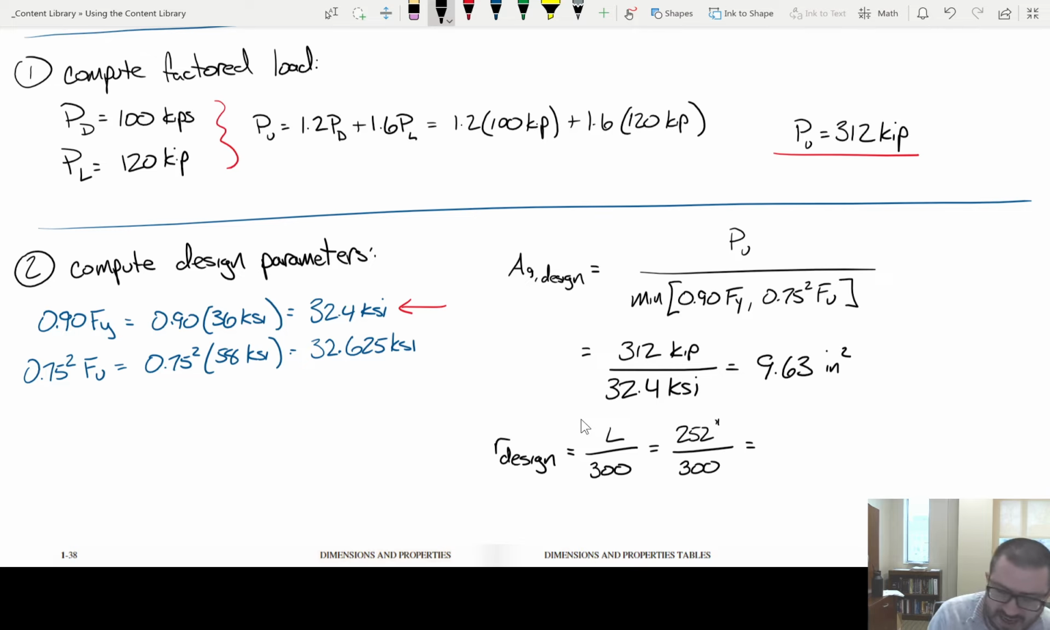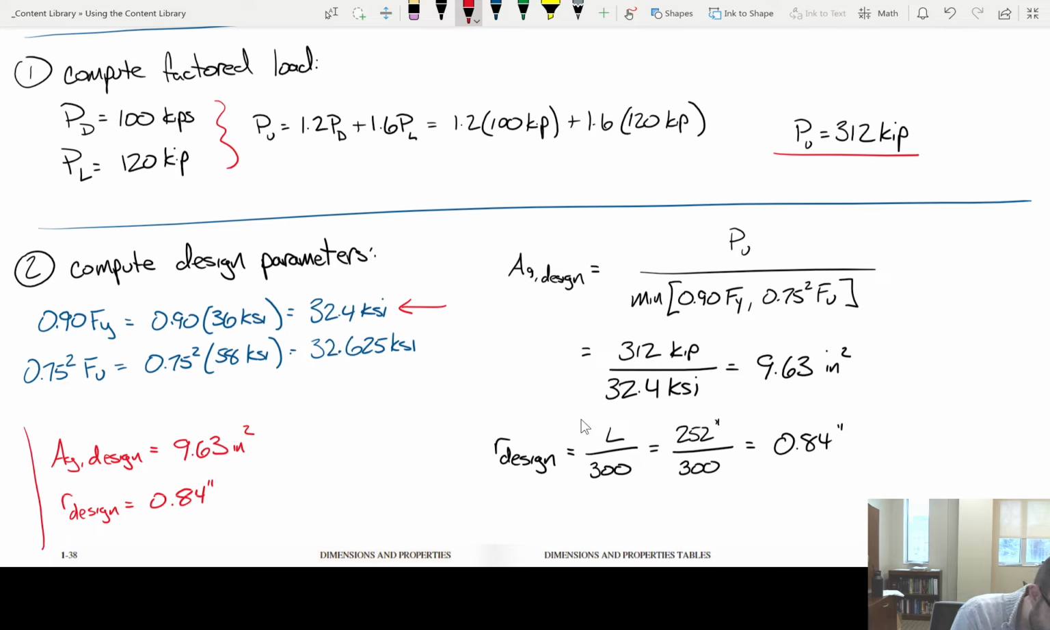And so when we chug that out, I get 0.84 inches. Okay, so let's just write these two parameters over again and make sure that we're clear. So we have A_G design is 9.63 square inches and r design is 0.84 inches. Boom. Okay, so these two parameters are going to be the parameters by which I actually select a section.